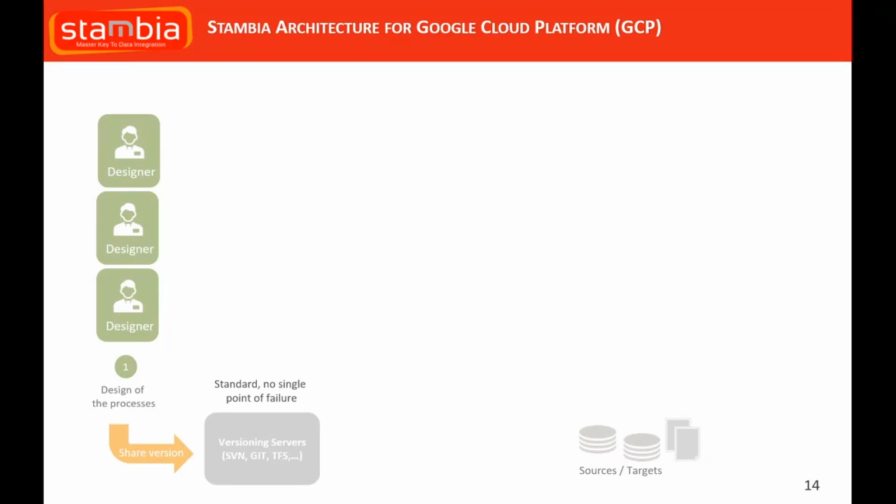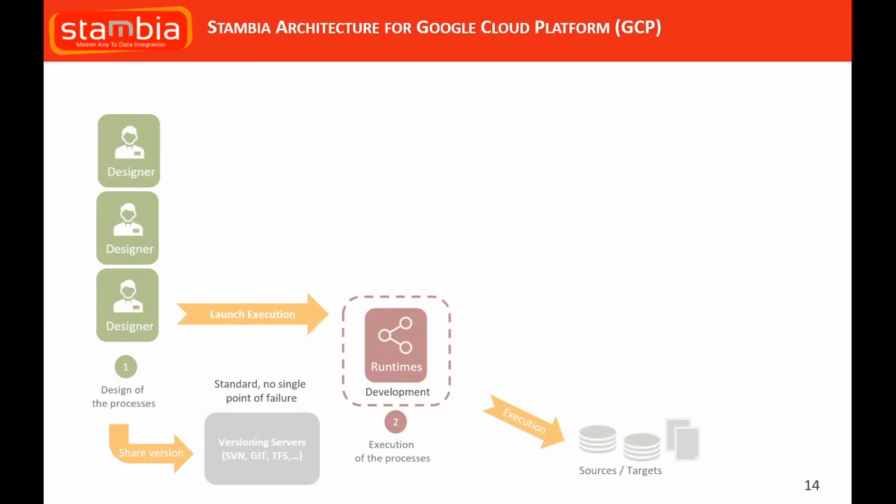And when your teams are working in a project, you can plug any standard versioning server into your designers and start using it. The second component is the execution engine, which is the runtime. The Stambia runtime is a very small Java component. As mentioned previously, this runtime won't be processing any data. This runtime would be launching executions and collecting logs of those executions. And it will then delegate everything to the sources and targets and the underlying native architecture.